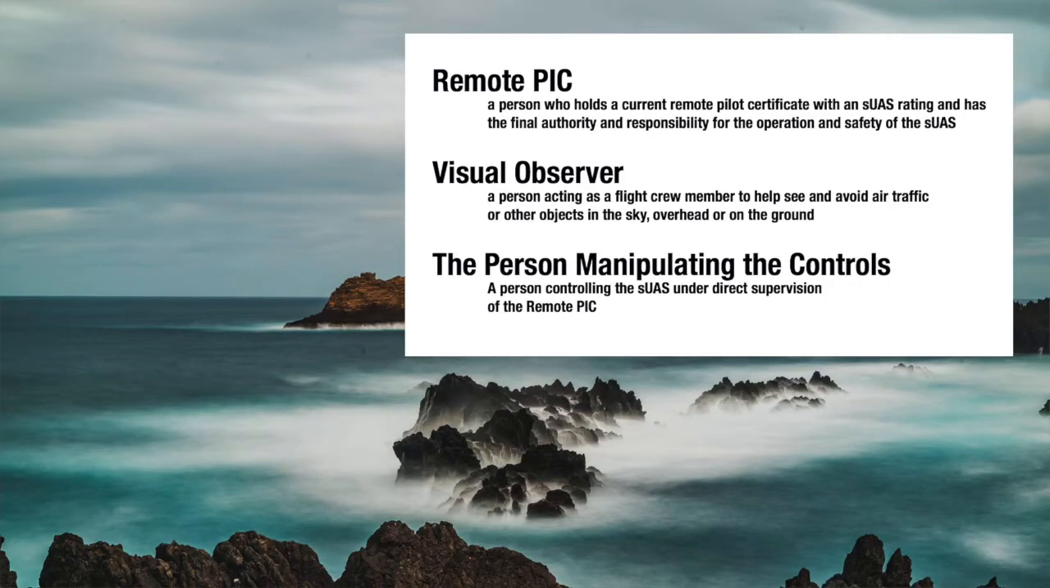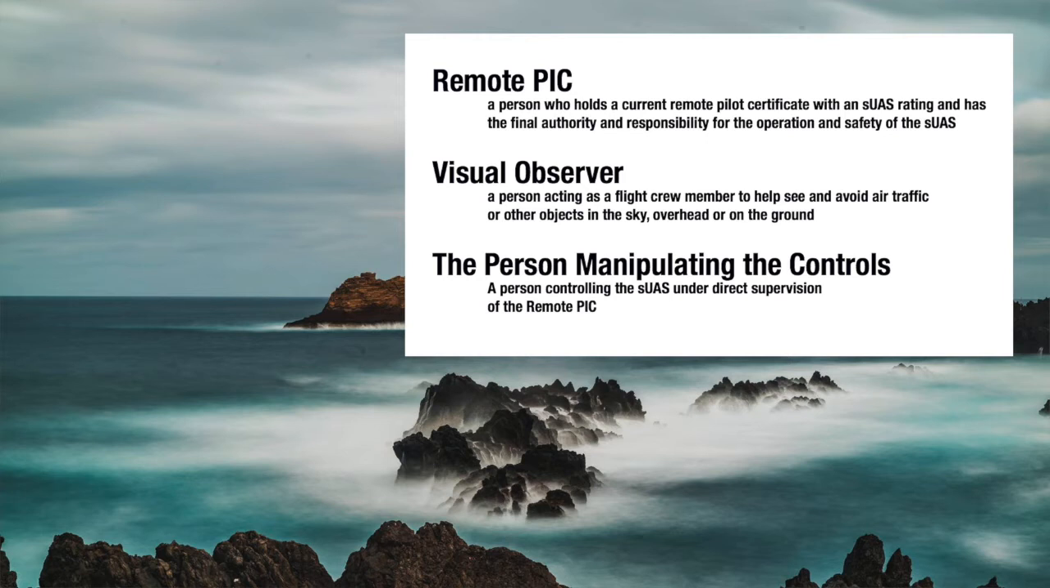A visual observer is a person acting as a flight crew member to help see and avoid air traffic or other objects in the sky, overhead, or on the ground. So this person is actually just looking out for the drone, keeping an eye on the drone and its surroundings to make sure everything's going well.